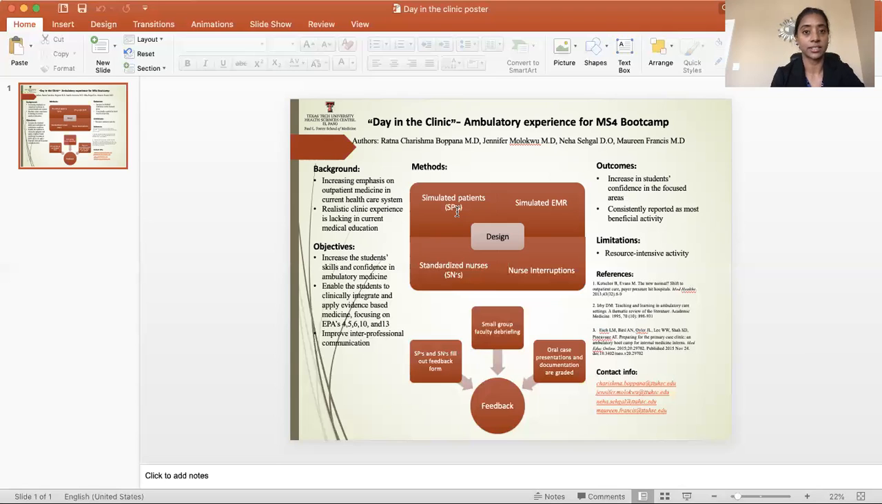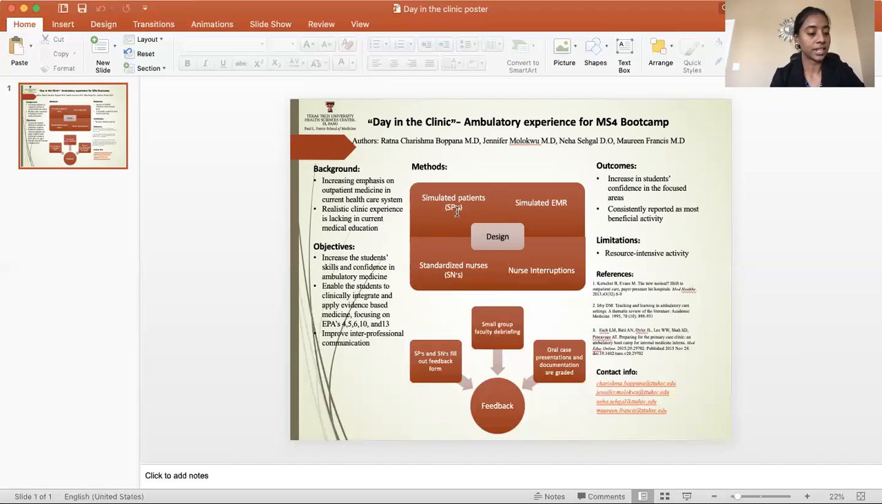In another case, the encounter includes an uncontrolled diabetic patient. Here, the student will have to educate the patient, make all the necessary medication reconciliation changes in the EMR, and make appropriate referrals, so on and so forth.